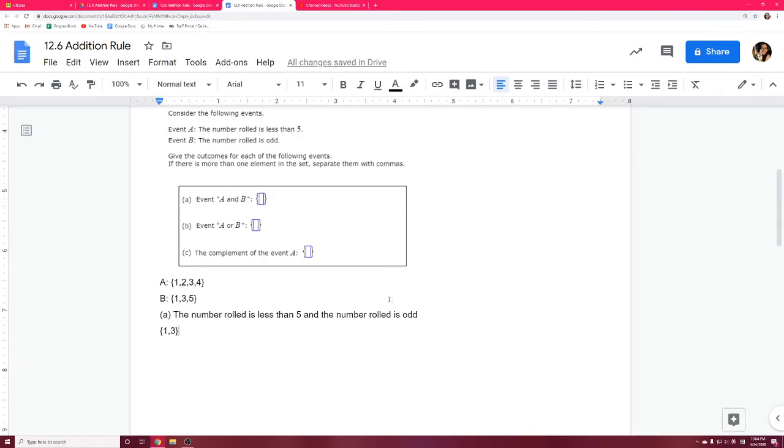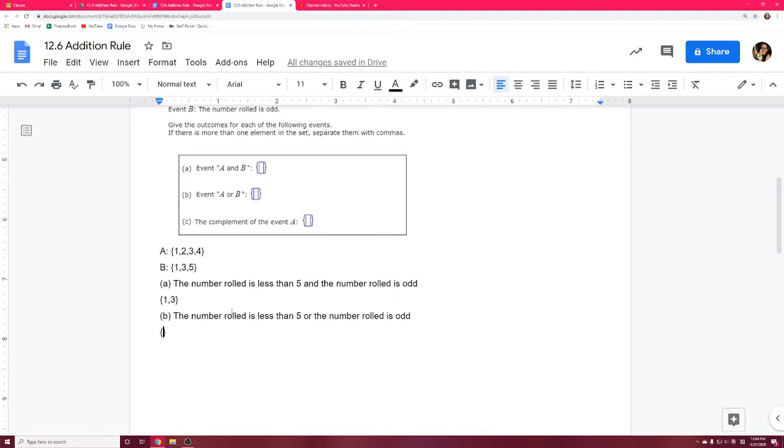Okay, that's it. So B is saying event A or B. So it's saying the number is less than 5 or the number is odd. So in the bracket, you should have a lot of stuff. The first part is the number rolled is less than 5. All of this is less than 5, so let's put it over here. And then they said the number is also odd. So all of this is odd. We can also put it here.